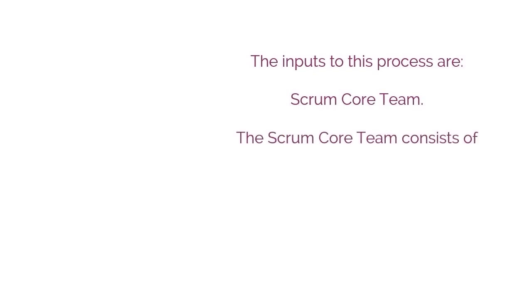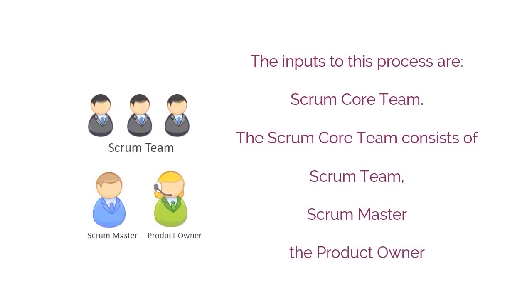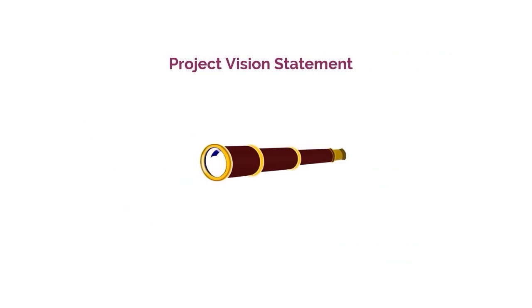We are going to learn about the Develop Epics process. The inputs to this process are Scrum Core Team. The Scrum Core Team consists of the Scrum Team, the Scrum Master, and the Product Owner as described in Section 3.3.1 of the SBOK Guide 4th edition. Project Vision Statement. The Project Vision Statement is described in detail in Section 8.1.3.2 of the SBOK Guide 4th edition.